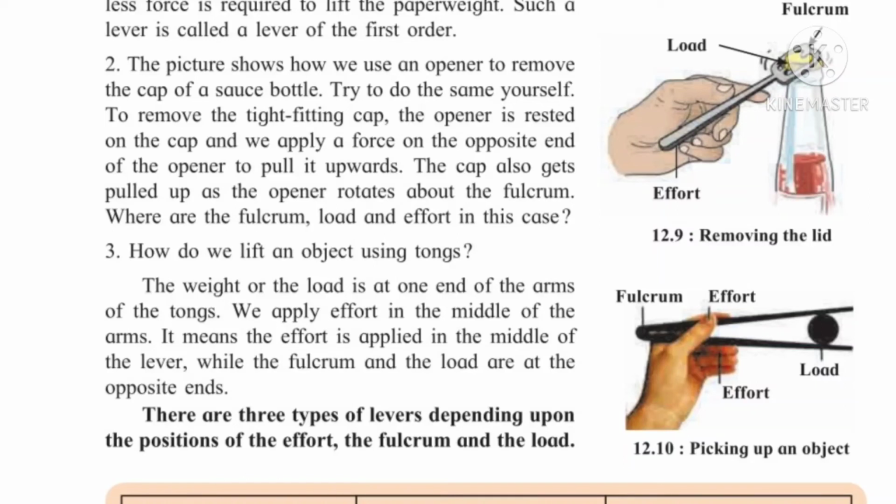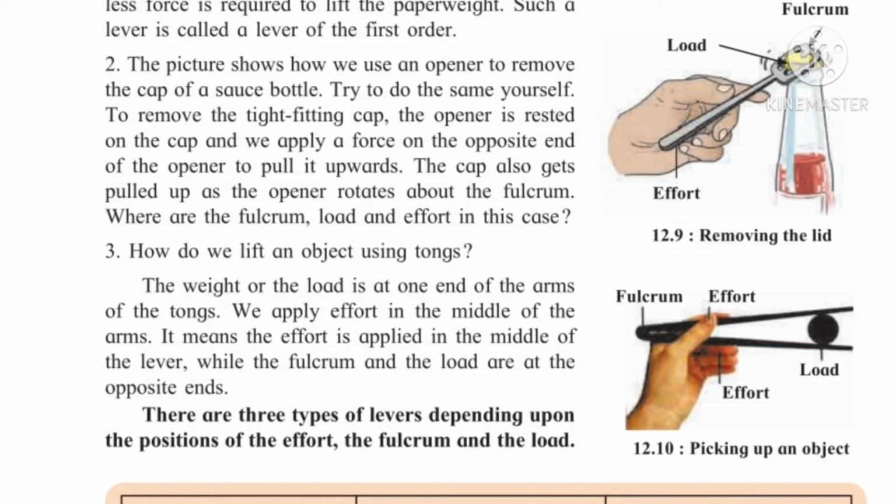The opener is rested on the cap, and we apply a force on the opposite end of the opener to pull it upwards. The cap also gets pulled up as the opener rotates about the fulcrum. See where the fulcrum, load and effort are in this case.